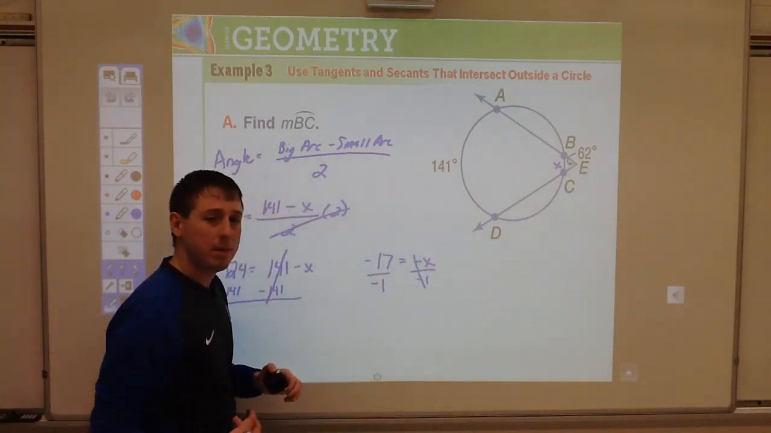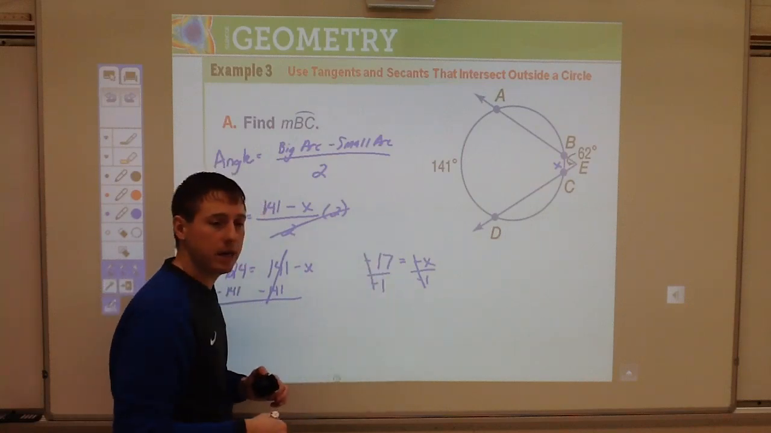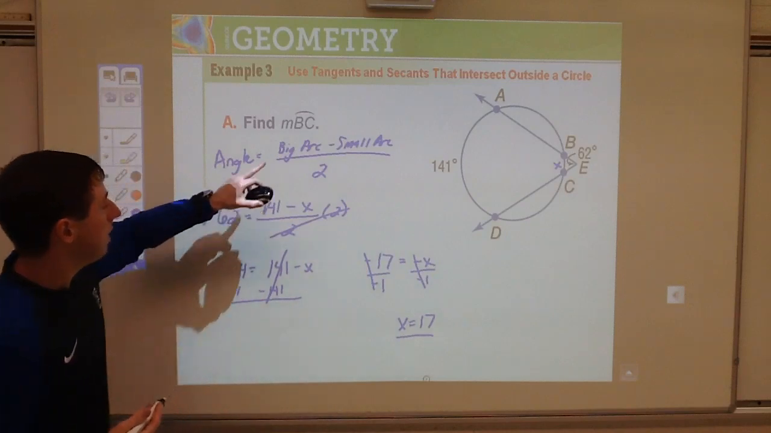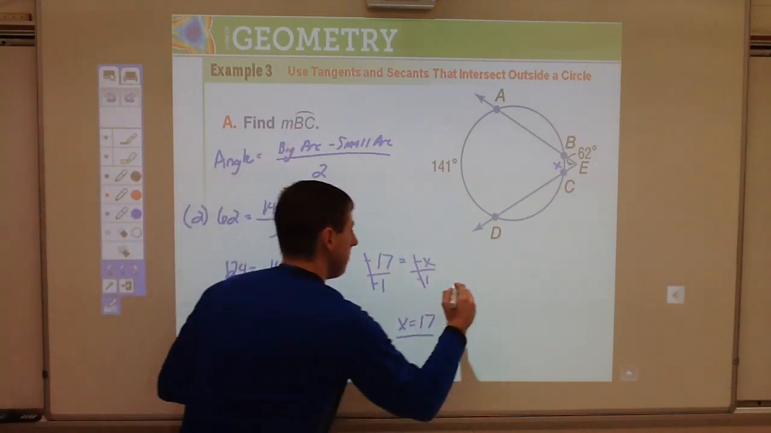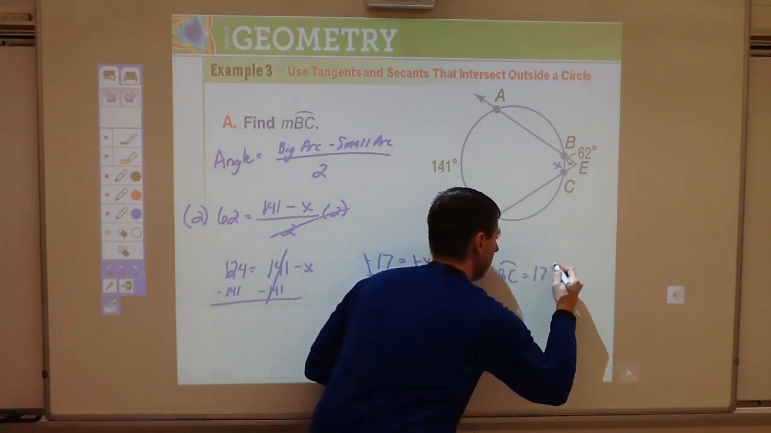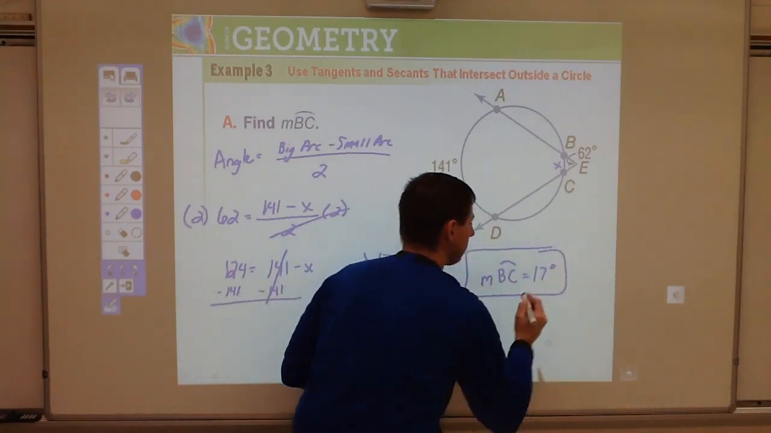All it's going to do is just get rid of my negative, and it's going to do the same thing over here, get rid of my negatives there. So the x is going to equal 17, which is my answer, but I'm just going to write it a little bit nicer here. The measure of arc BC is 17 degrees.